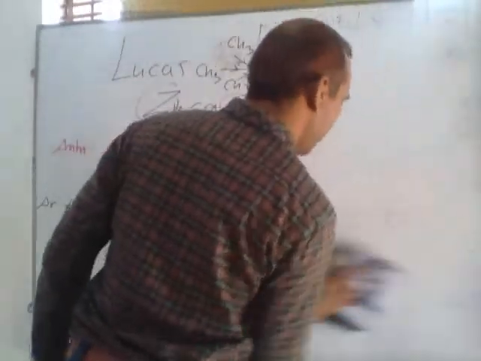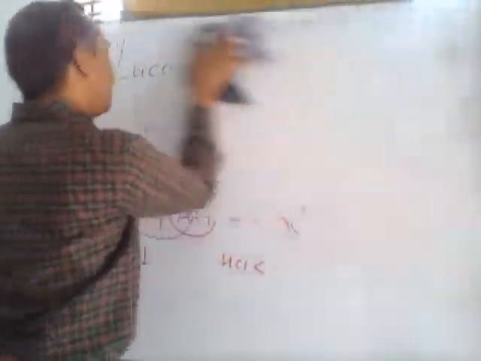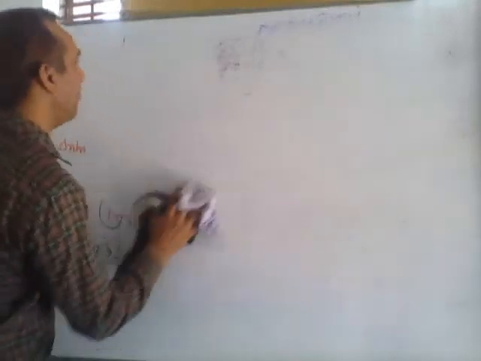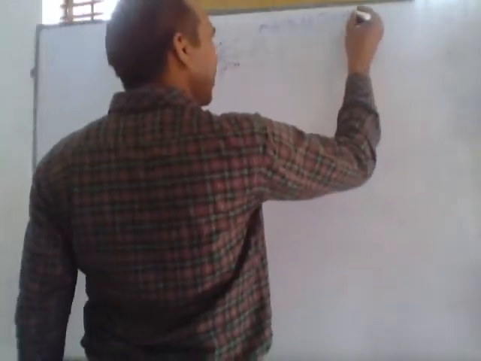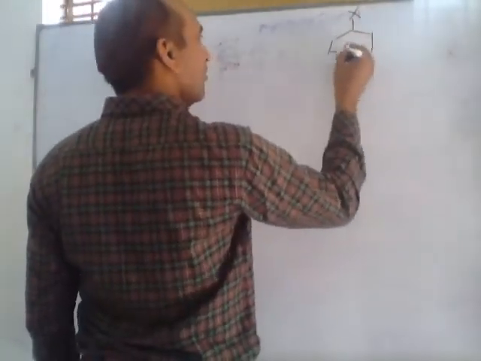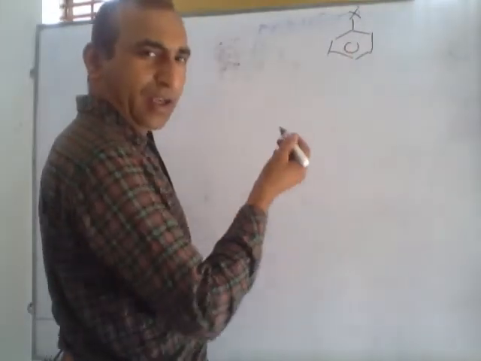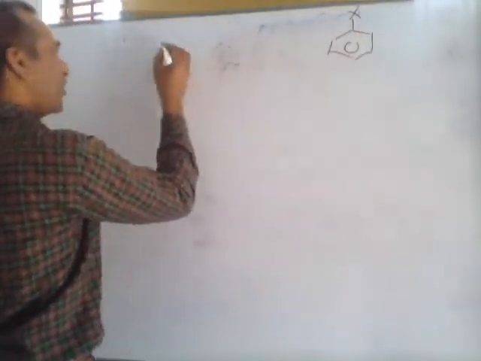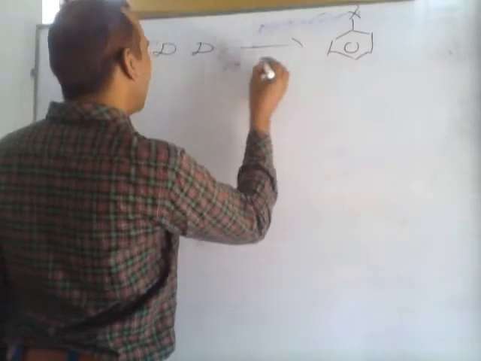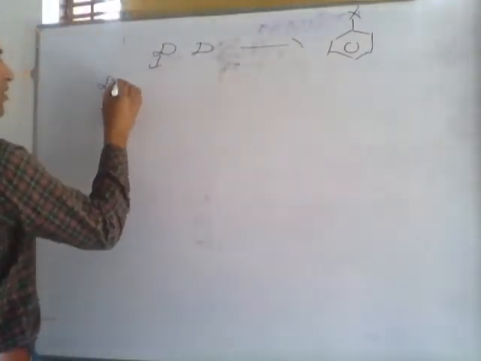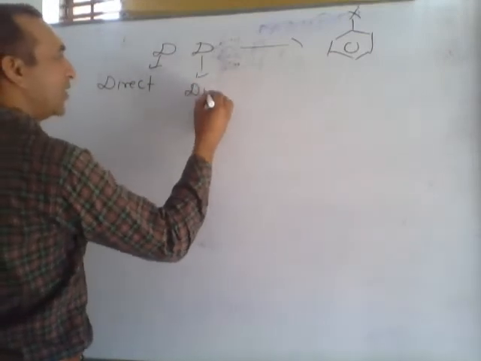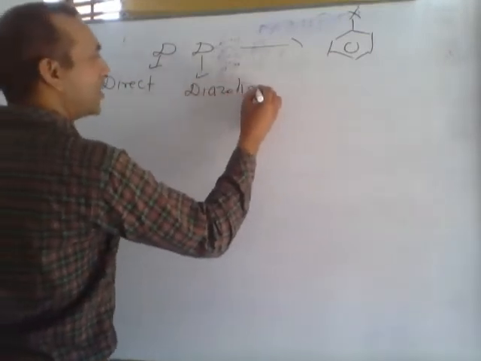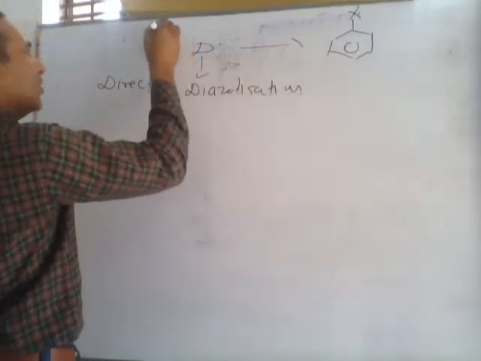Now, the last: how can we prepare aromatic compounds? Aromatic means with a ring. If we want to prepare halo arene, there are two simple methods, D and D. First is direct halogenation and second is diazotization. What is the meaning of these two?